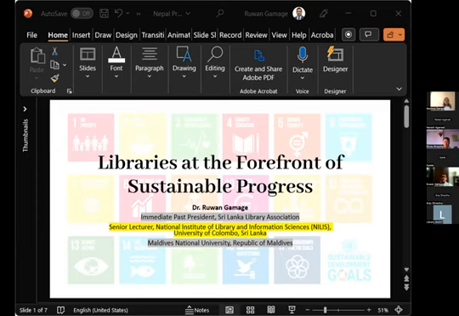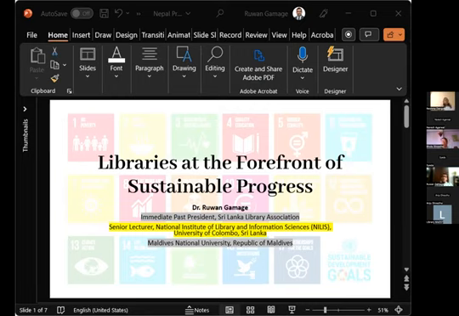Libraries are not just buildings, not just spaces. The responsibility of the library lies in the hands of everybody. It is a collection of community. So today, we find that library advocacy is at a critical juncture because of these developments.